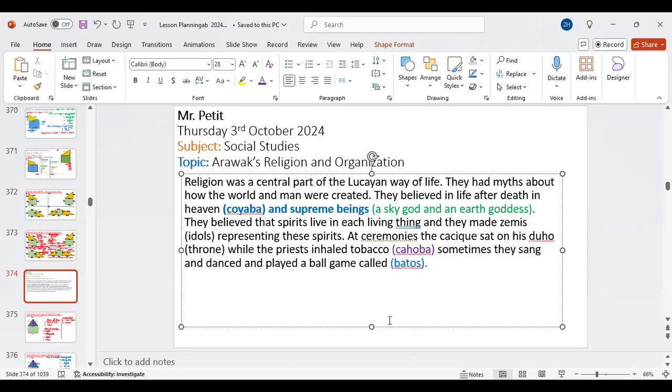Now they were polytheists. Now, what does polytheist mean? They serve multiple gods. That means that they serve multiple gods. They were polytheists, meaning they believed in many gods.